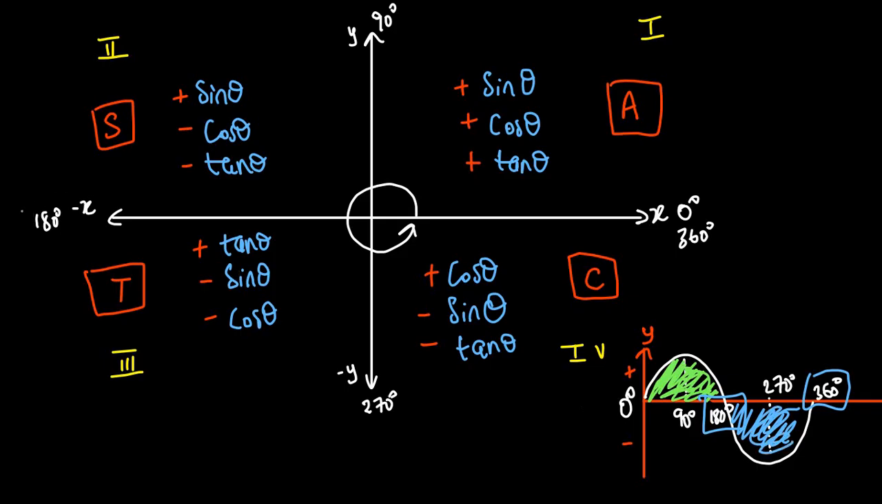Then I want you to check here 180 and 360. I want you to check how is sine. Do you see that sine is negative? Exactly. So whatever you are seeing on the CAST diagram comes from the mother graph of sine, comes from the mother graph of tan, comes from the mother graph of cos. You understand me? All of that comes from these.